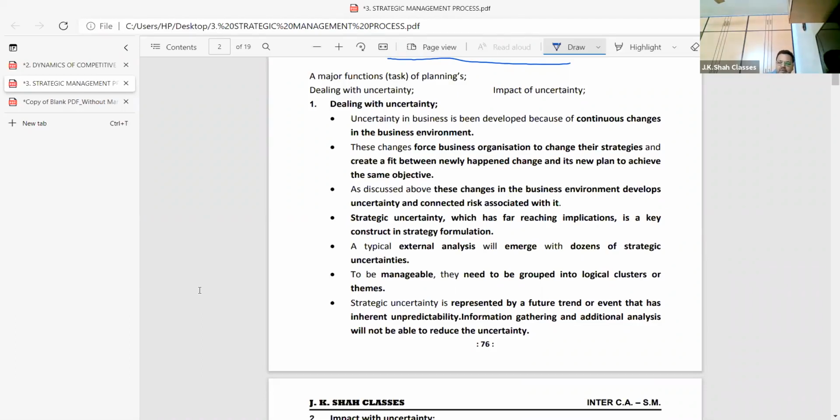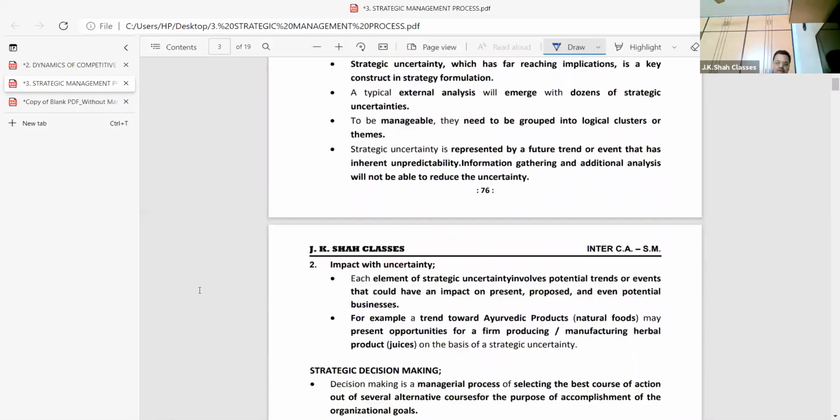These changes force business organization to change their strategies and create a fit between newly happening change and its new plan to achieve the same objective. Then this all, student, you please go through it. It's very easy. Impact with uncertainty, I said, students, plan B ready. See this case, example, a trend towards Ayurvedic product, natural foods, may present opportunities for a firm producing, manufacturing herbal products or juices on the basis of strategic uncertainties.